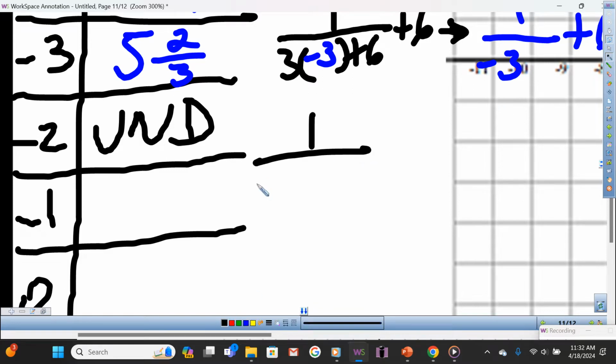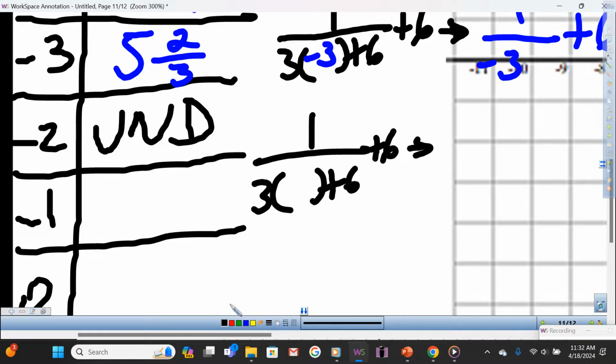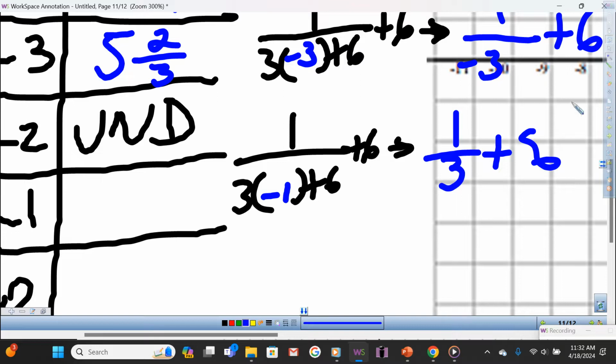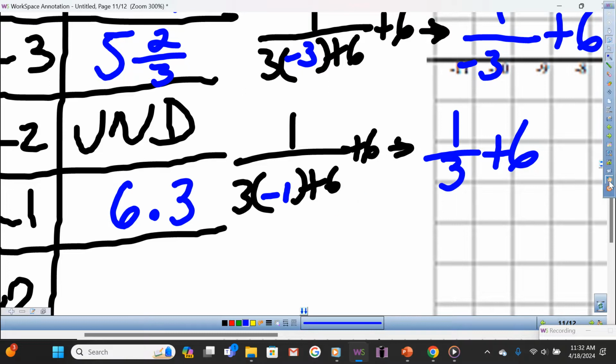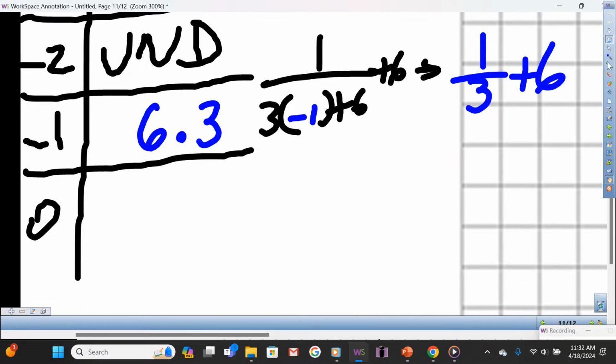We got 1/3 parentheses plus 6 plus 6. Here we go. Martin, 3 times -1 plus 6. So this is 1/3 plus 6. Oh, whoa. What was that? Plus 6. That gives me very good, 6.3, or 6 1/3.